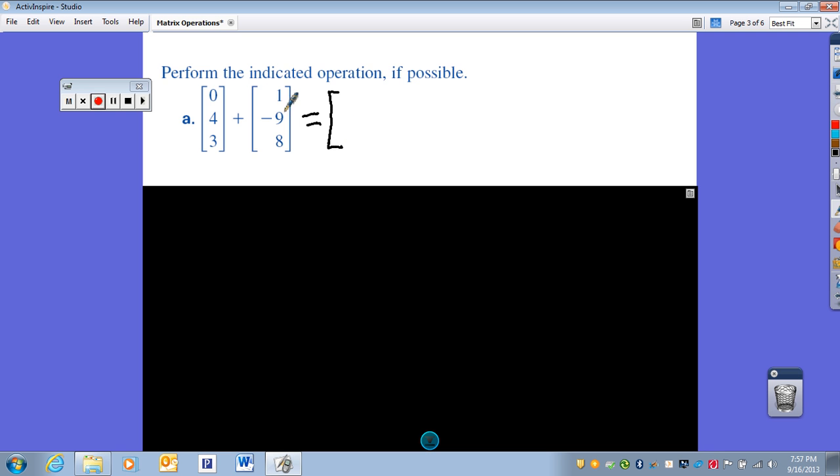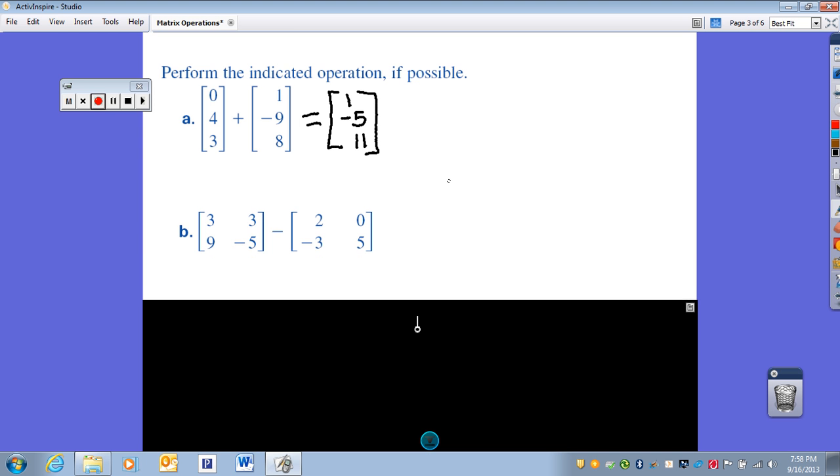When we add them together, we simply add the same positions together. So we add the 0 plus the 1, and that is our new element. We add the 4 and the -9 together, which gives us -5. And then we add the 3 and the 8 together, which gives us 11. So the sum of these two matrices is now 1, -5, and 11.